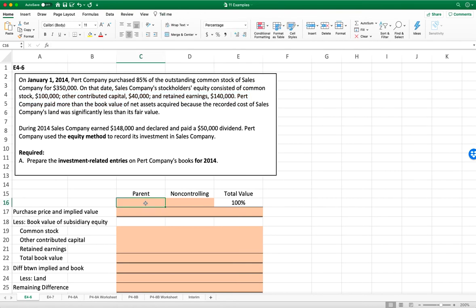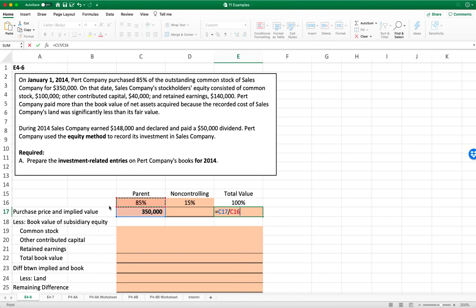So remember, we're going to start with our ownership percentage, which in this case is 85%. That leaves 15% for our non-controlling interest. Those have to add up to 100. Our purchase price for this entity was $350,000. We're going to extrapolate that to estimate the value of the entity as a whole. So we're going to take the $350,000 and divide that by 85%. Now, this is just an estimate.